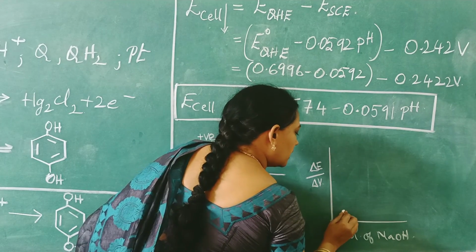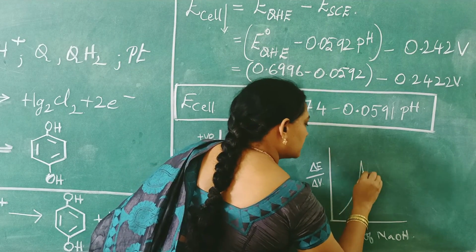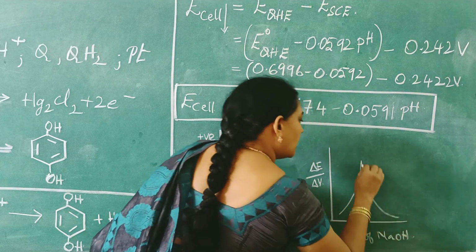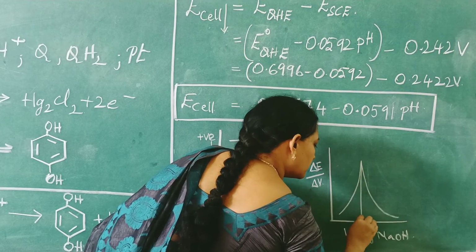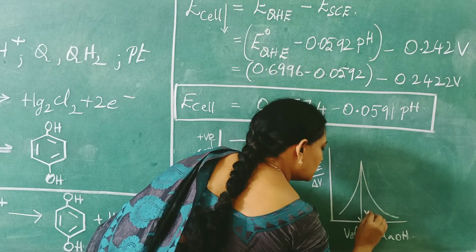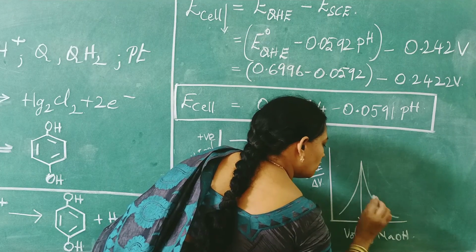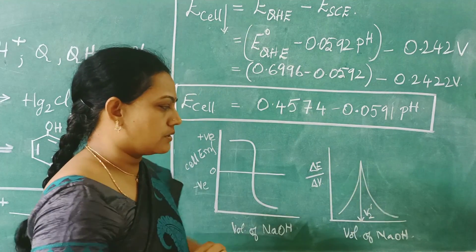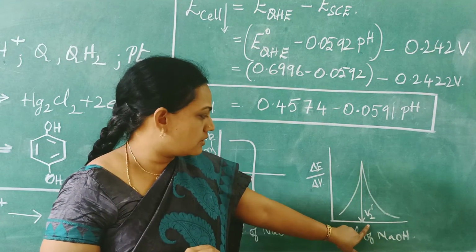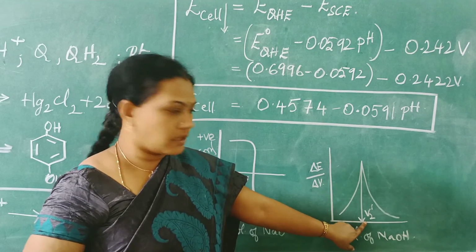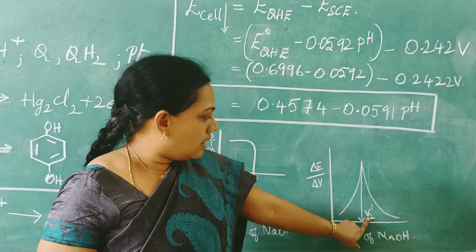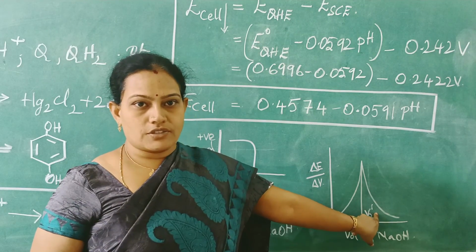So we will be taking in 0.2 mL near the endpoint of the reaction and obtain the graph taking the delta E by delta V values, which gives you the volume of NaOH that is utilized at the point of neutralization. Exactly from the graph it is derived, and this is read out as V2 dash.